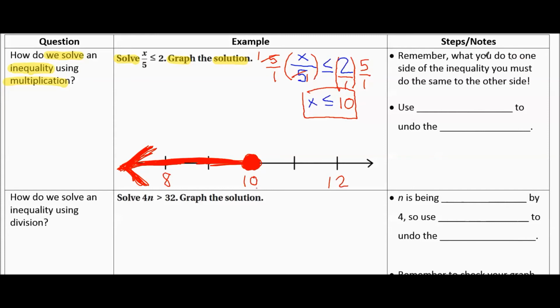Remember, what you do to one side of the inequality, you must do the same to the other side. We multiply this side by 5 over 1. Here's the inequality. On the other side, we do the same thing. We multiply by 5 over 1. Use the blank to undo the blank. Use multiplication to undo the, I can hear you say it, division.